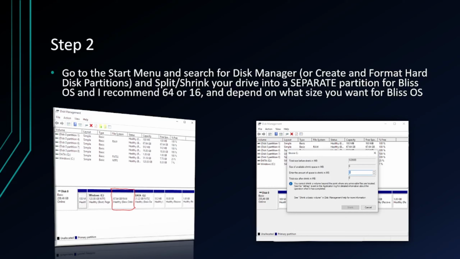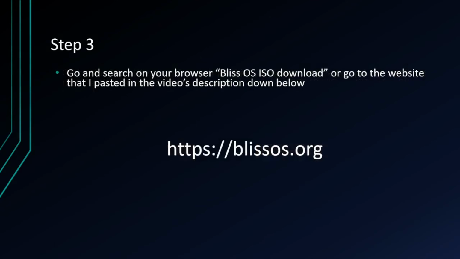Step 2. Go to the Start menu and search for Disk Management, or create and format hard disk partitions, and split or shrink your drive into a separate partition for your Bliss OS. I recommend 16 GB, but it depends on what size you want for Bliss OS.